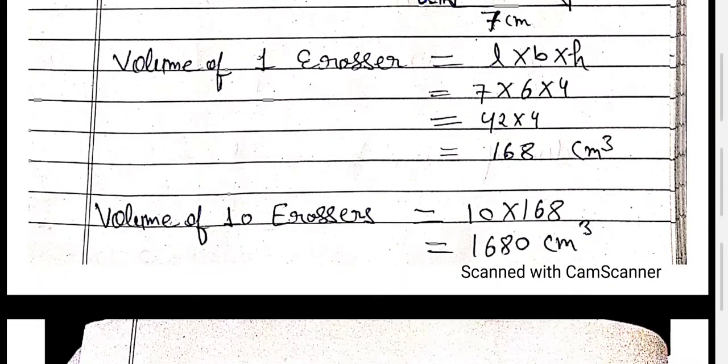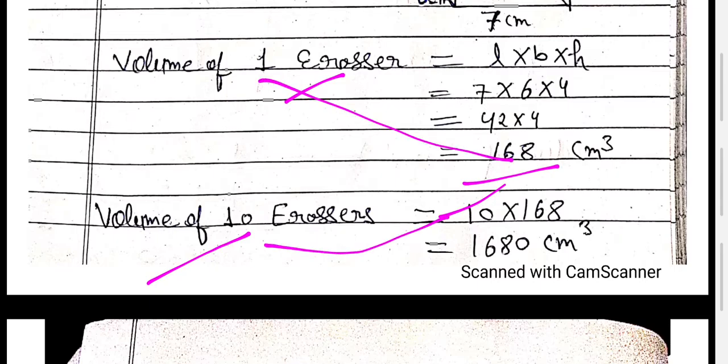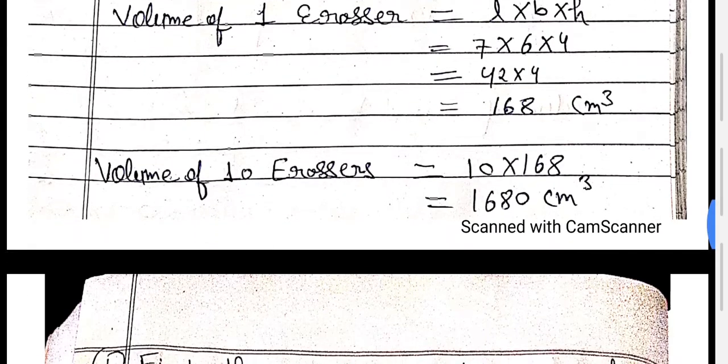So the volume of 10 erasers is, the volume of one eraser is 168 centimeter cube. So the volume of 10 erasers will be more, so you have to multiply by 10. One eraser is this much, for 10 erasers you multiply by 10, you get 1680 centimeter cube. So the volume of 10 erasers is 1680 centimeter cube.